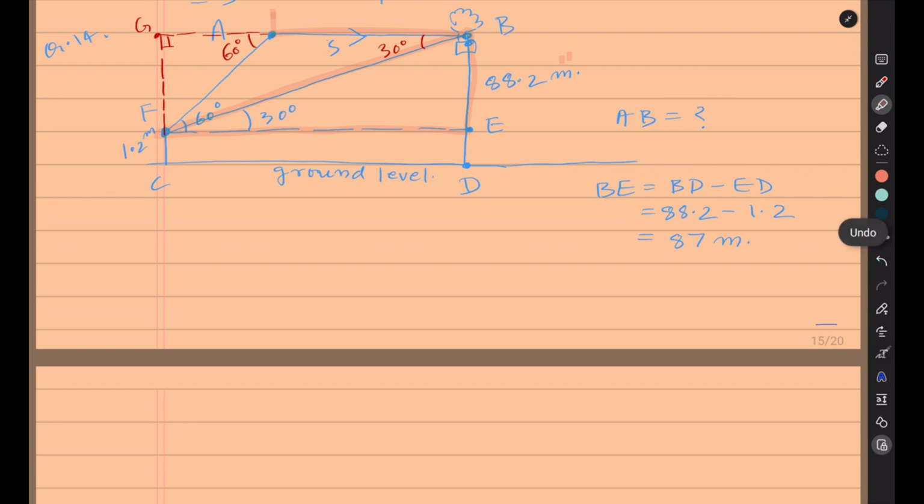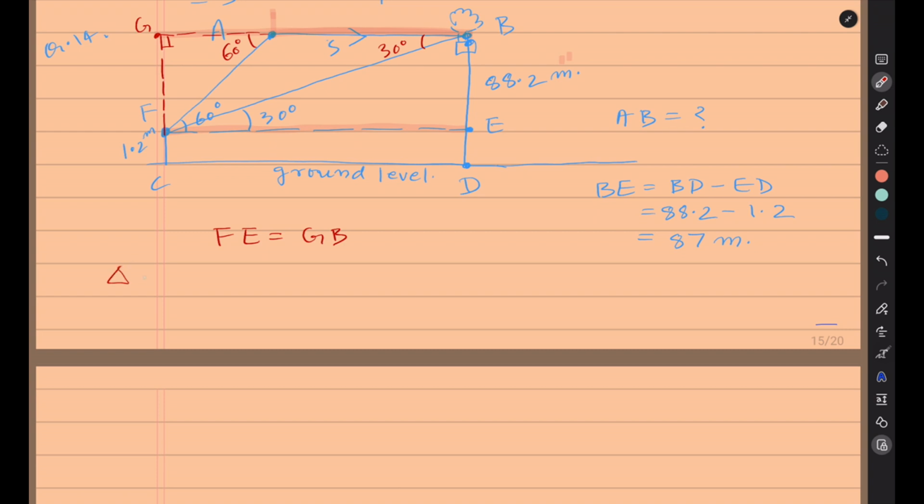Basically, we need this distance, because this will be equal to this, or you can say GE, FE, FE is equal to GB. So why not to find that one?